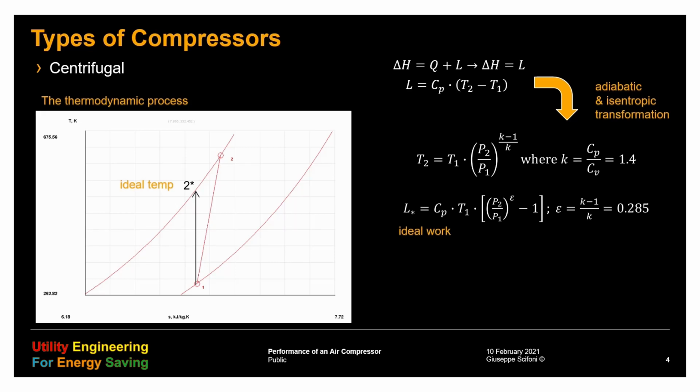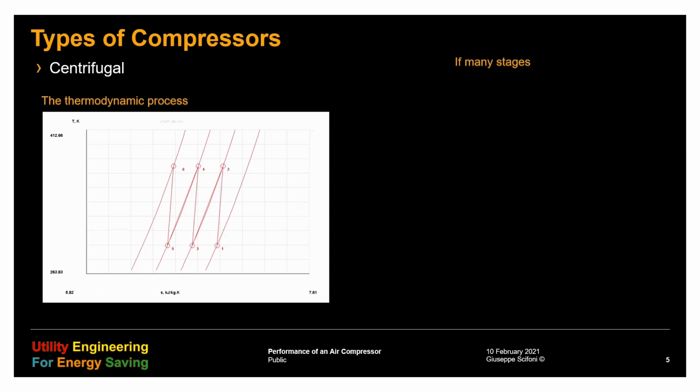Actually, during the compression, the entropy increases, so our delivery temperature T2 is something higher, like in the chart. To consider it, we introduce the polytropic efficiency eta, and we write the work in this form. What we have seen is valid for one stage. What happens if there are many?